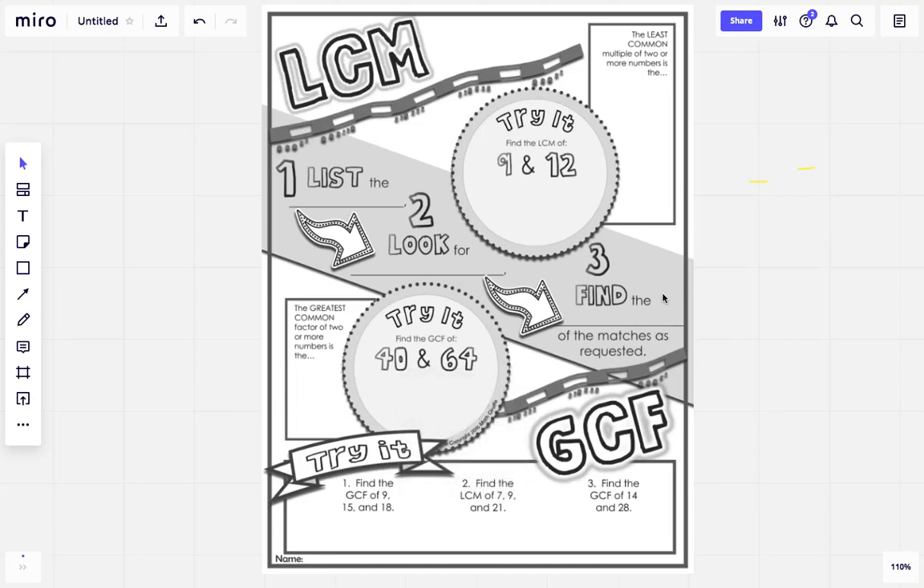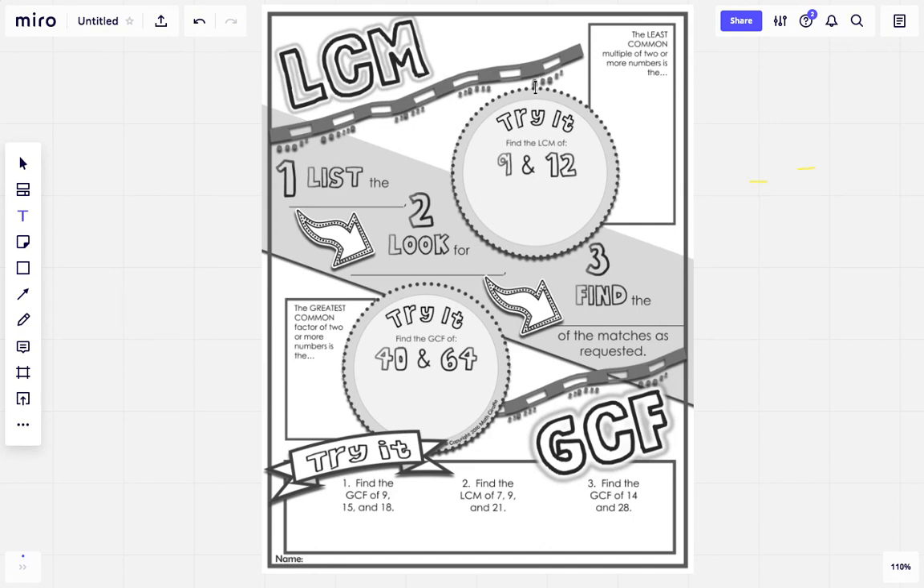Hi there, fifth graders. So today we are going to continue to discuss factors and multiples, but we are going to be talking about two very specific kinds of factors and multiples. We're going to be talking about the least common multiple, or LCM, and the greatest common factor, or GCF. So first, let's define what these are.